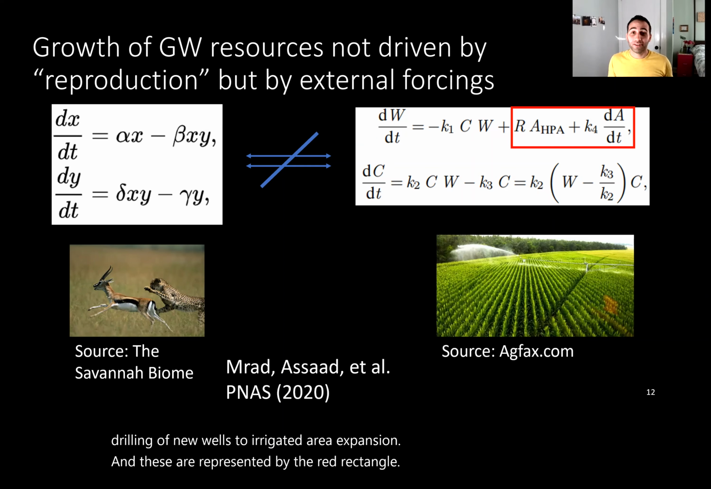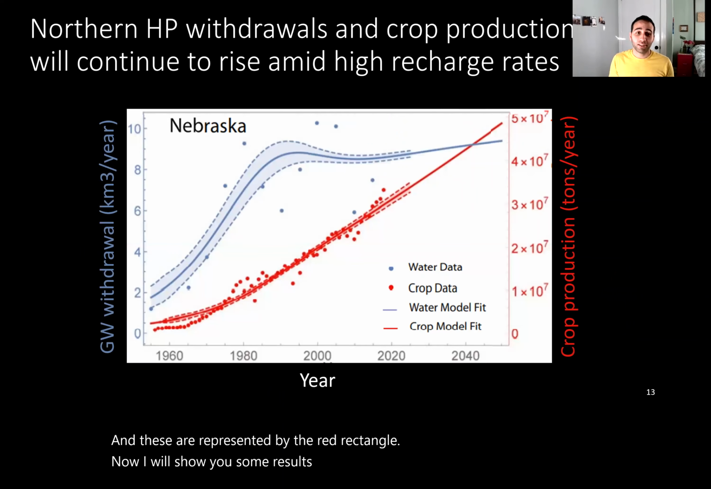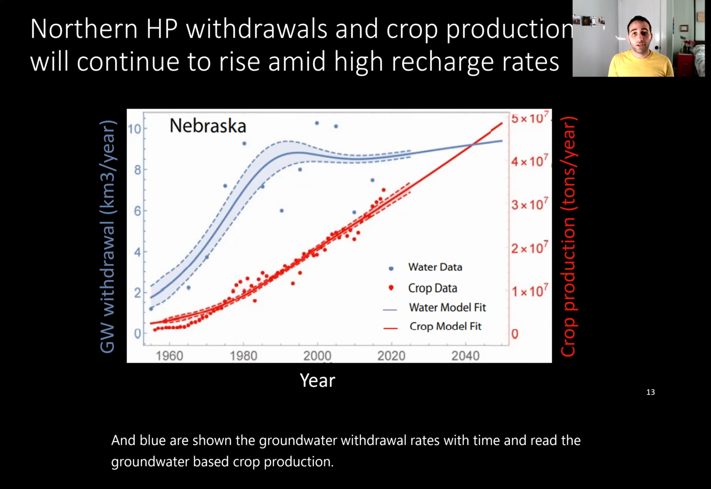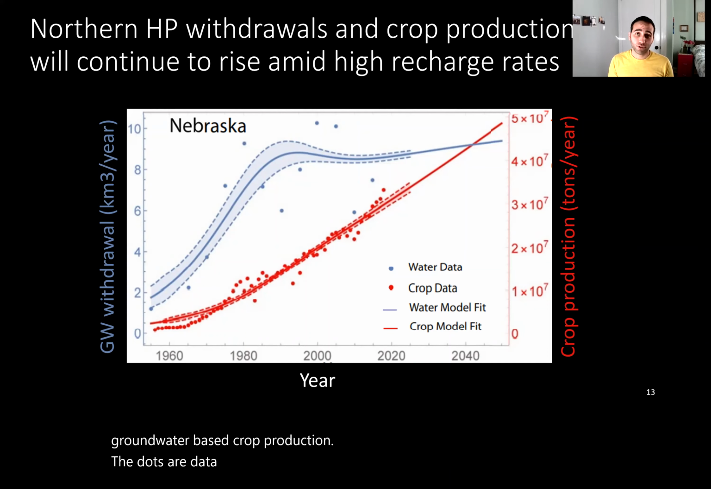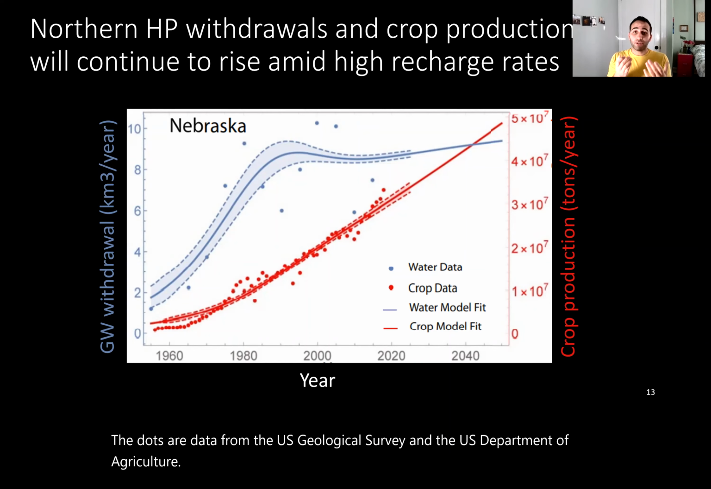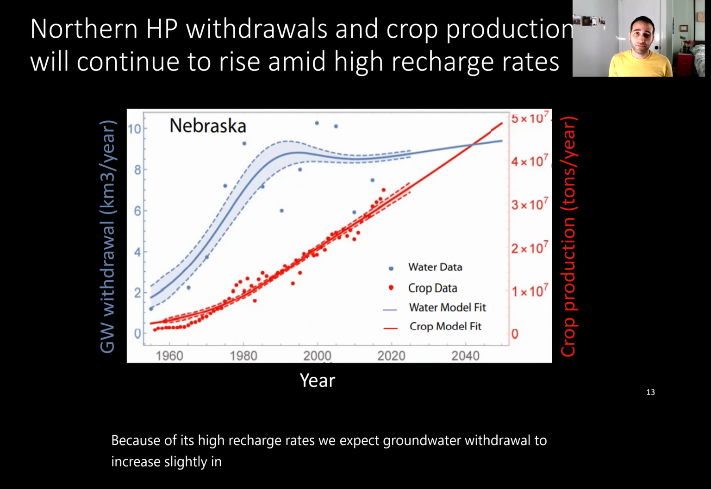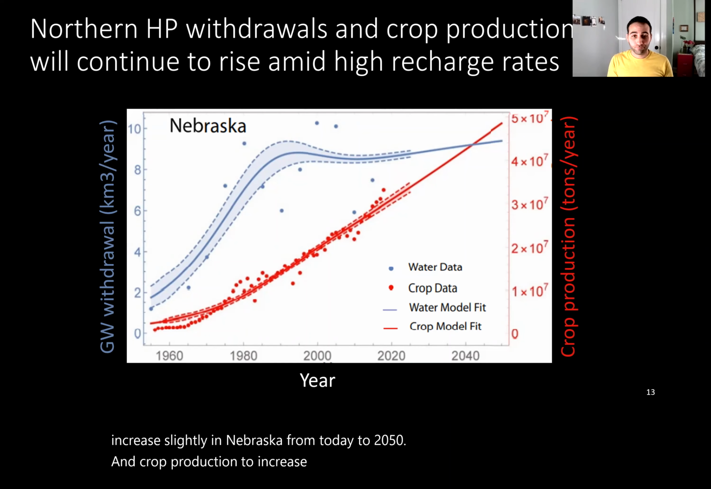Now I will show you some results, starting with the northern high plains in Nebraska. In blue are shown the groundwater withdrawal rates with time, and in red, the groundwater-based crop production. The dots are data from the US Geological Survey and the US Department of Agriculture. Because of its high recharge rates, we expect groundwater withdrawal to increase slightly in Nebraska from today to 2050, and crop production to increase more significantly.